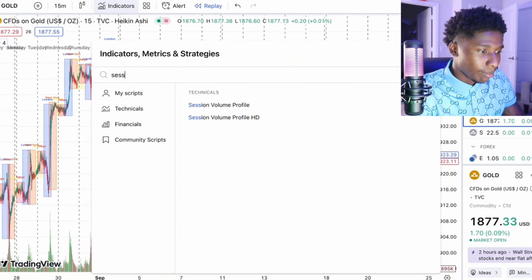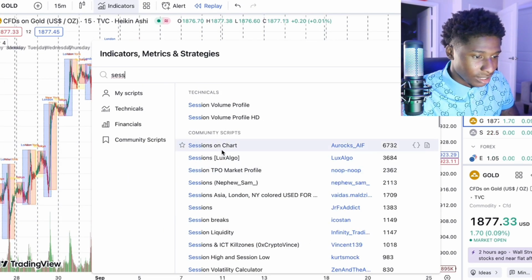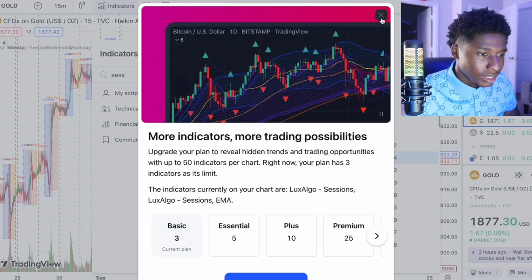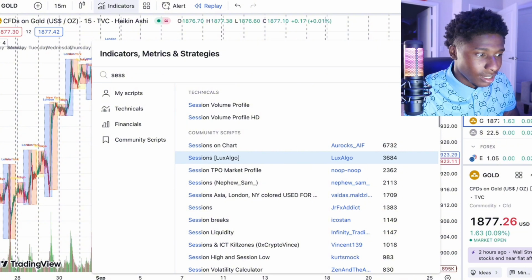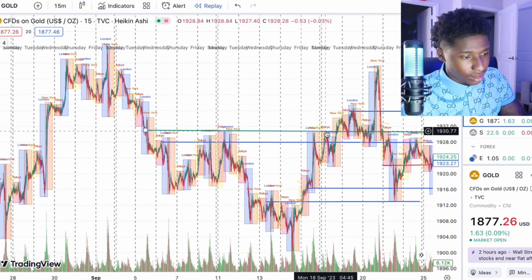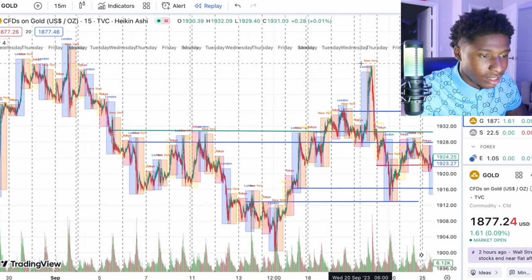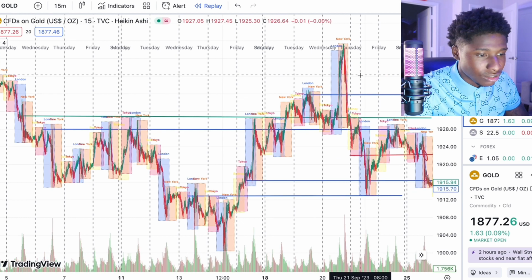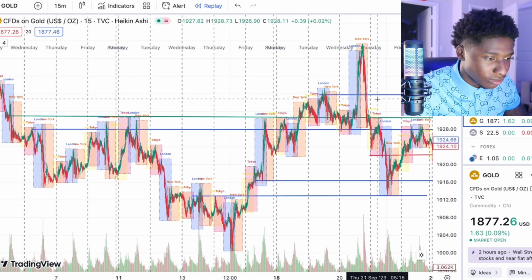You want to type in sessions, and once you type in sessions, you can go to this sessions Lux Algo. Take off the free trial, and right here, guys, you can see it pulls up the sessions. So you have the London session, the Tokyo session, the New York session, and these different sessions will determine how this chart moves, guys.